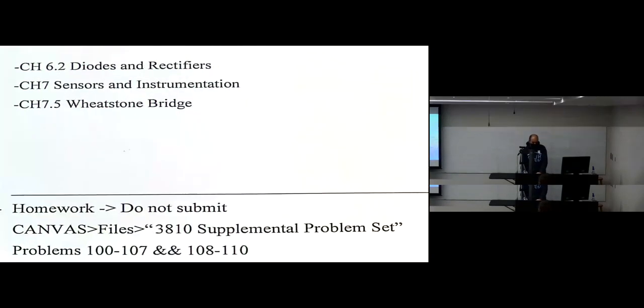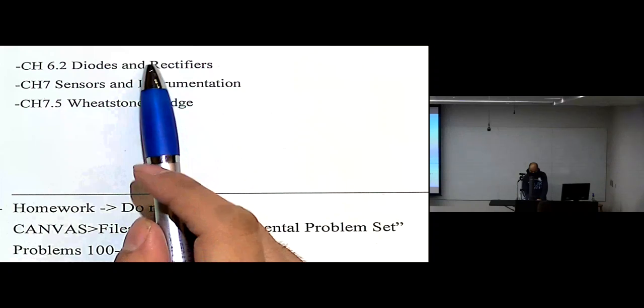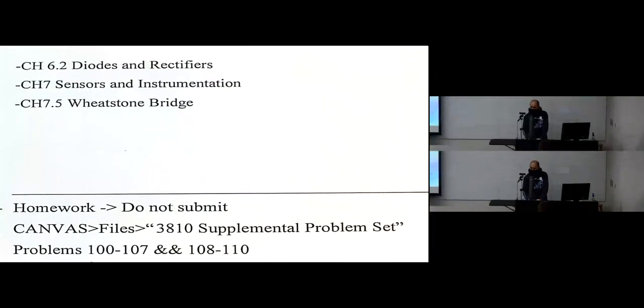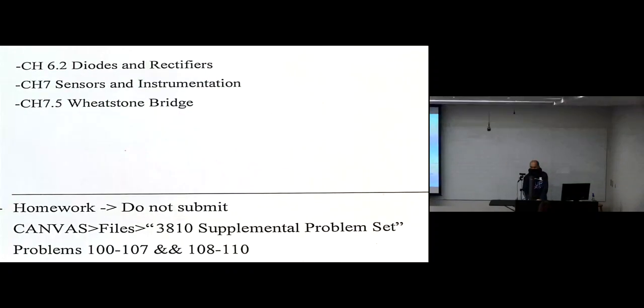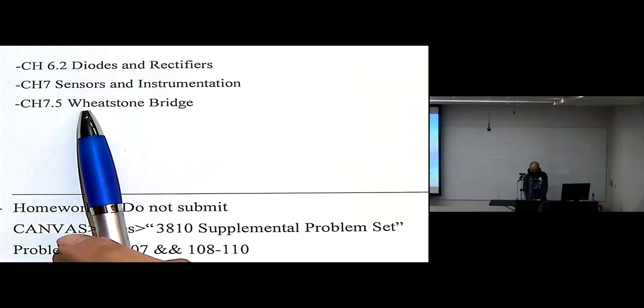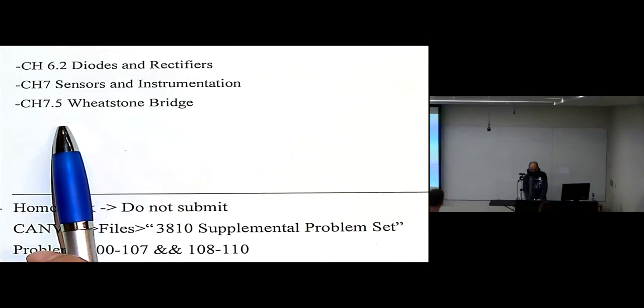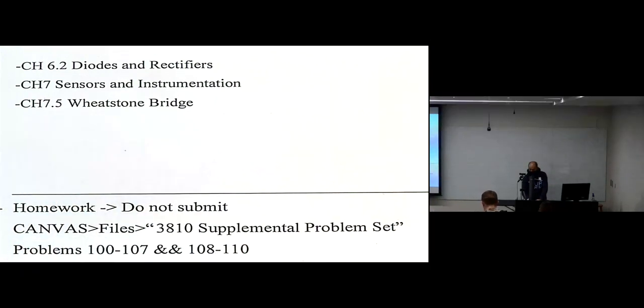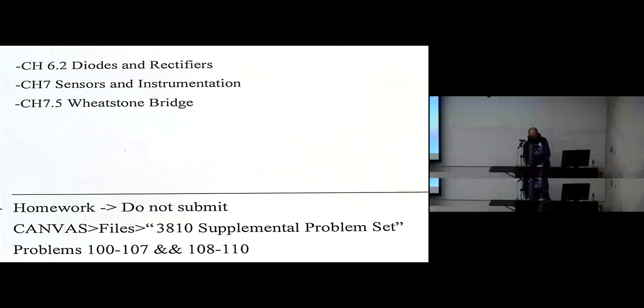For the supplemental problems associated with diodes and rectifiers, our problems are 100 to 107. And the problems associated with the Wheatstone bridge are 108 to 110.